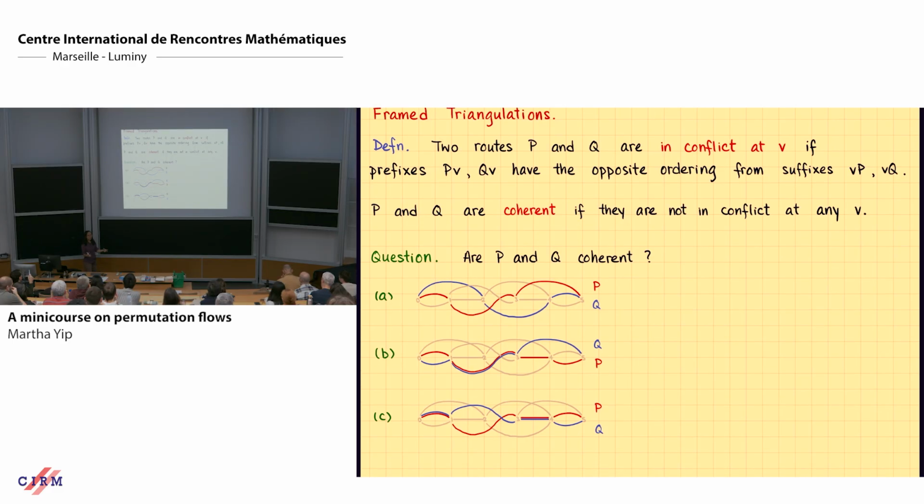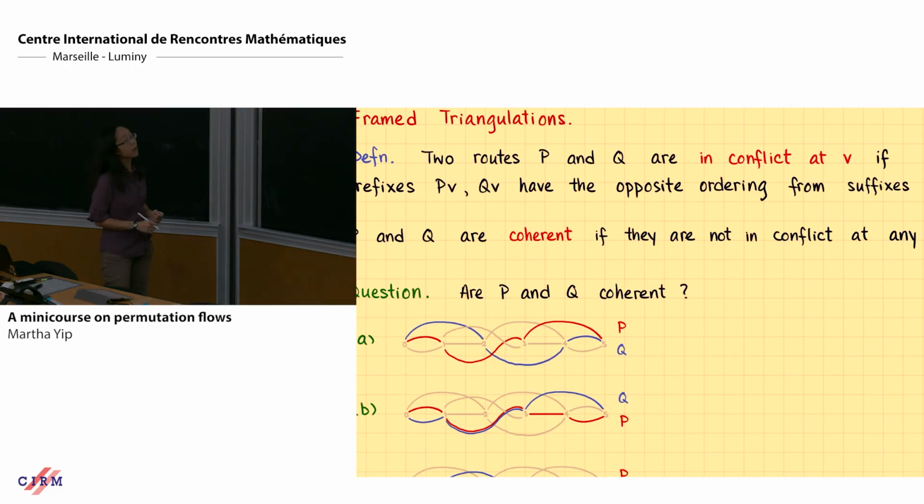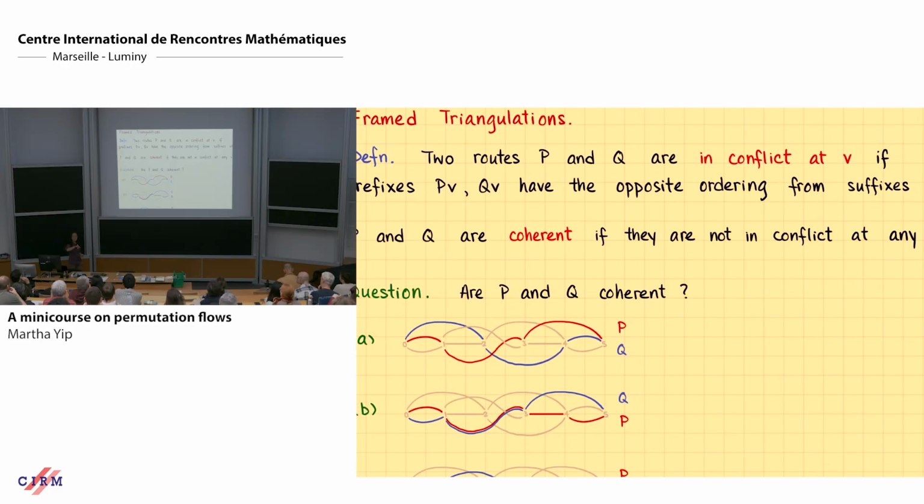So I built in some of the exercise session into here, just basic things about frame triangulations. And that's this first example, I'll make it a little bit bigger. Are P and Q coherent? And Philippe said yes very quickly. How did he know so quickly? They have no vertices in common, so you don't have to really check anything. They are never in conflict because they just don't intersect anywhere.